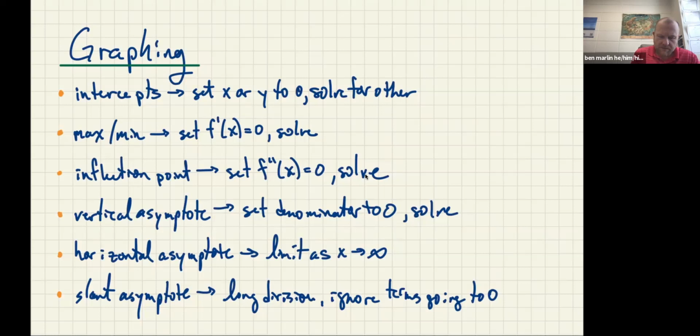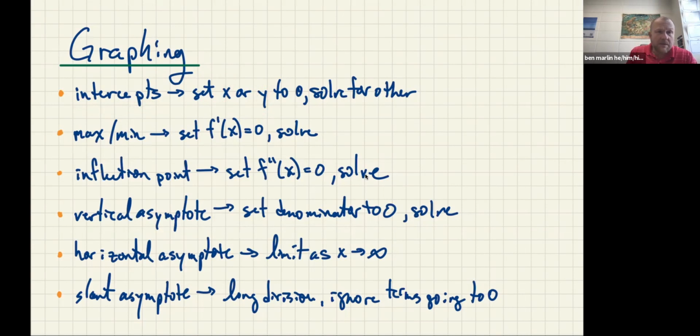So if you're trying to figure out intercepts, that's where something hits the x or y axis. So what you do is to either set x equal to 0 and solve for y, or set y equal to 0 and solve for x, okay? And go ahead and list both coordinates of the point, just to show me that you know what it is that's going on.